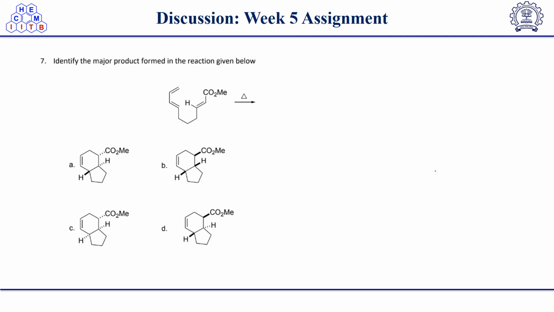Now moving to the next question. Identify the major product formed in the reaction given below. So as we can see, there is a diene and dienophile. So just we have to write down the Diels-Alder product in a correct stereochemical manner. That will give the result. So what will be the correct stereochemistry for this reaction? If it is a Diels-Alder reaction, I give you some time to represent it in the correct manner and to identify the correct stereochemistry of the hydrogens and the ester group.